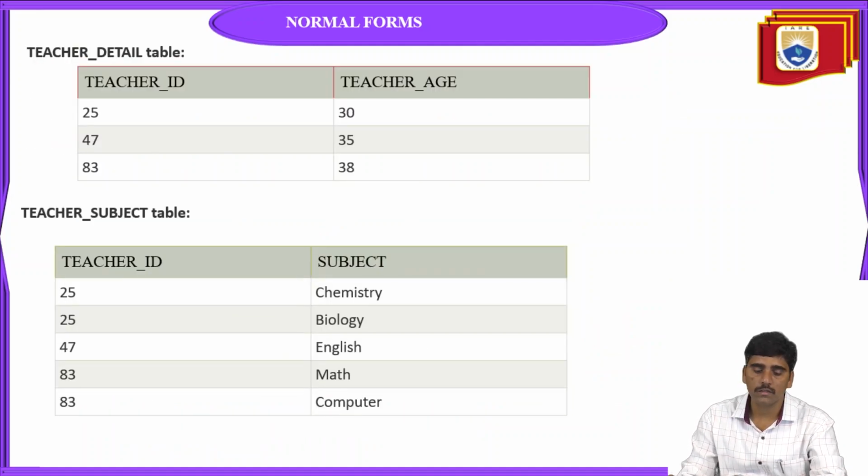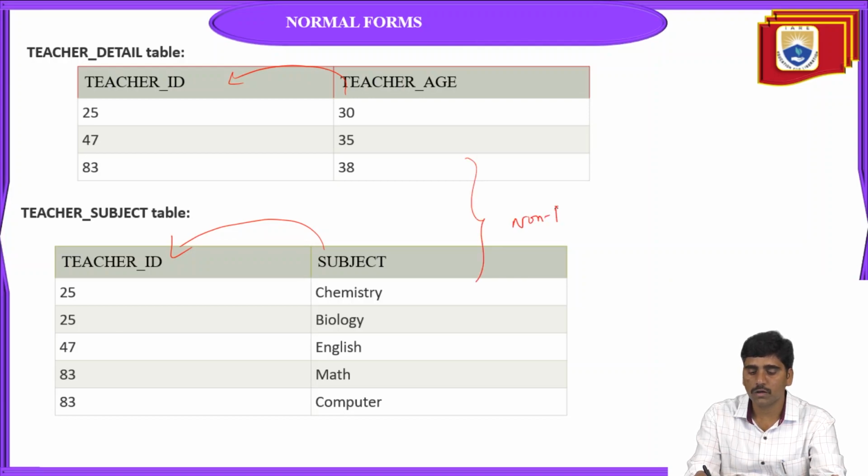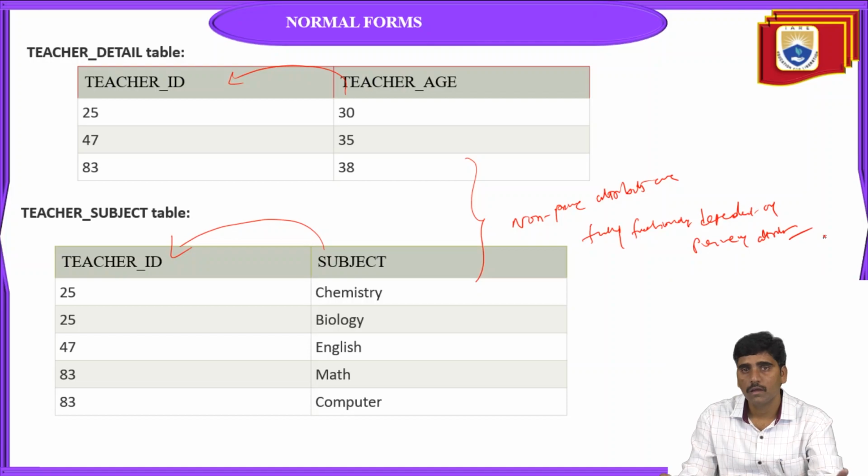One is teacher_detail. The teacher age is fully functionally dependent on the teacher ID. And similarly, the subject is also fully functionally dependent on the teacher ID. So these two columns are non-prime attributes, and non-prime attributes are fully functionally dependent on the prime attribute, the primary attribute. This is the way you can decompose the table into second normal form.